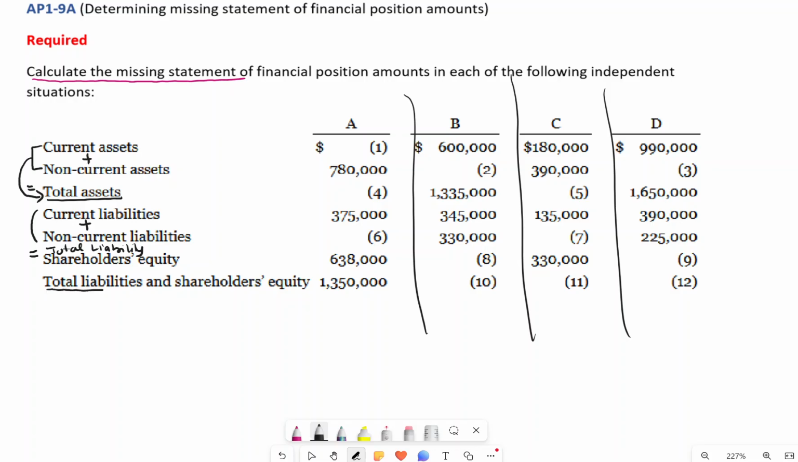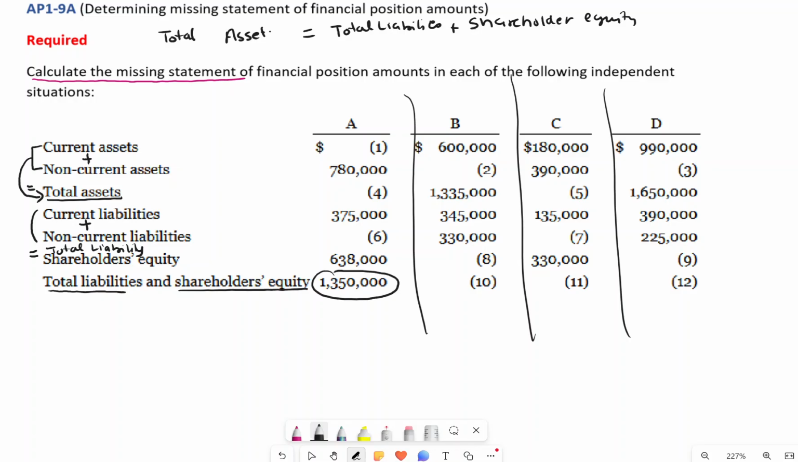And then you have total liabilities and shareholders' equity. This will take you to your PowerPoints. When we think of it, your total assets equal your total liabilities plus your shareholders' equity. So if you know one, you could know the other. So in this case, they told us what your total liabilities and your total equity is.